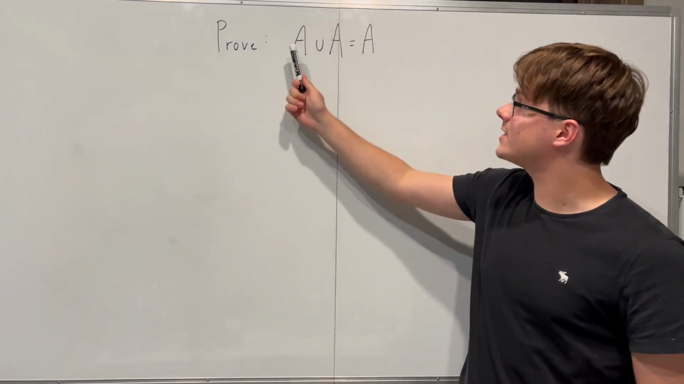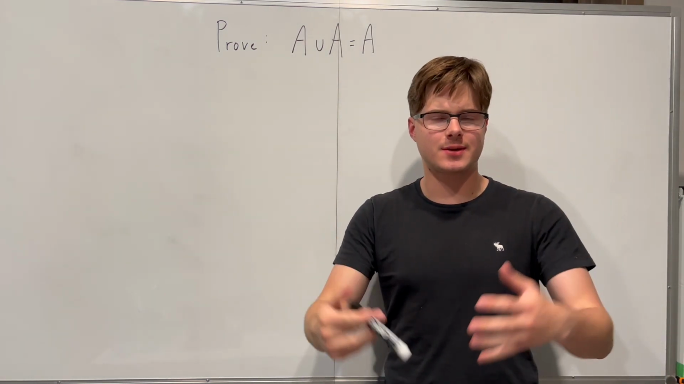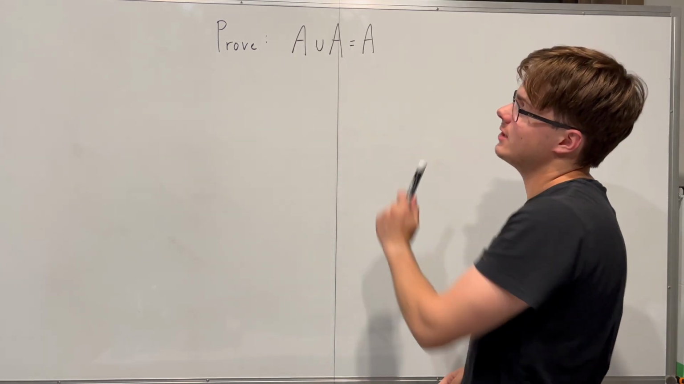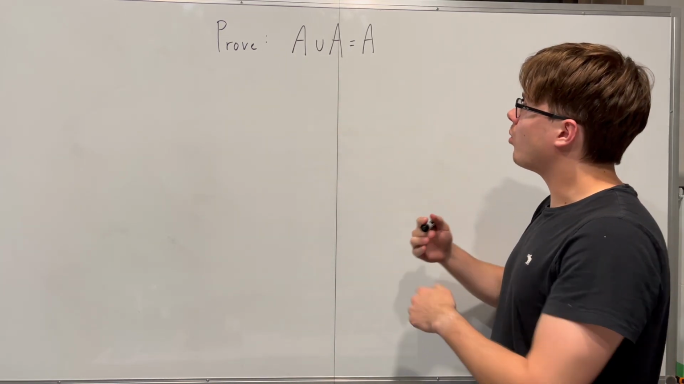Is it true that any set unioned with itself is just going to be the same as the set itself? Or, if any set A unioned with A is just going to equal A. Well, what does this mean visually?